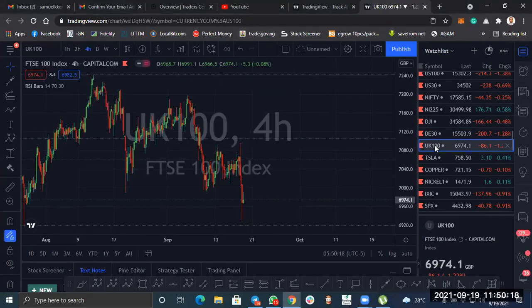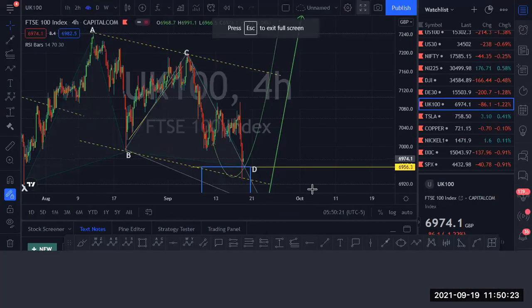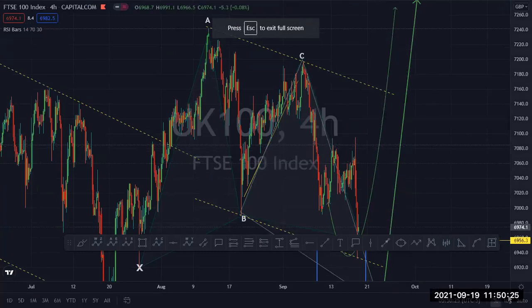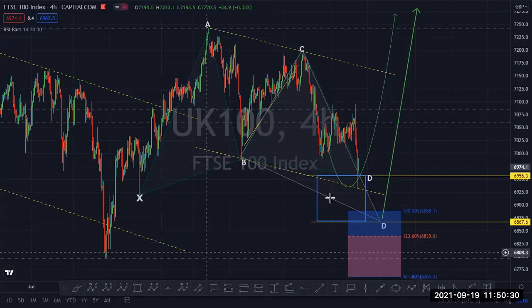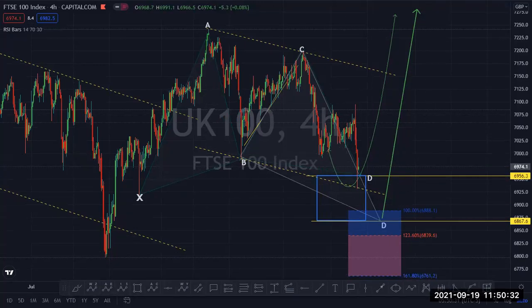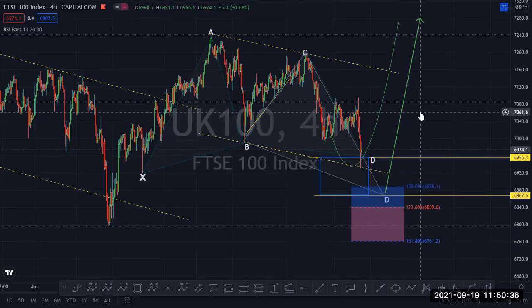UK100. Those in my Telegram channel saw this, and I think I made this pattern last week. I have forgotten whether you saw this pattern in my last video, or those on my Telegram channel saw this pattern, and I said that the selling is not over. That if we get a pullback, we sell again.